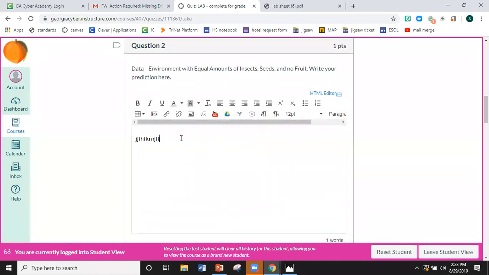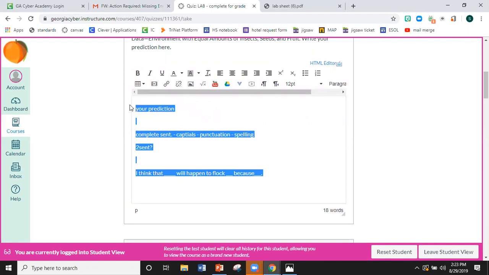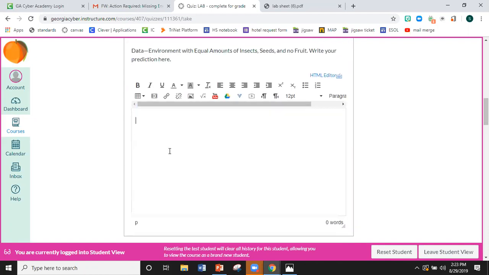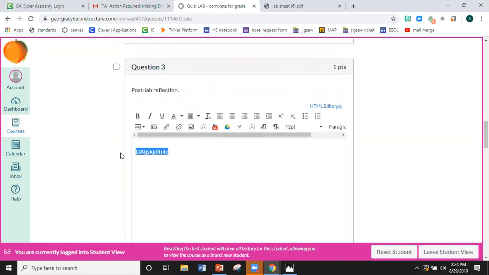Then you're going to make your prediction about no fruit. Basically the same thing, okay? Complete sentences, capital letters, punctuation, spelling. There's no fruit, I think that blank, blank, blank will happen because da-da-da. Then the post-lab reflection.